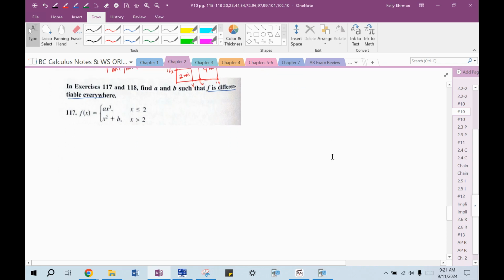Okay, now what about this one? This takes a bit of thought too. So find A and B such that f of x is differentiable everywhere. So remember what that means. The first thing is if f is differentiable everywhere, especially at 2 where this breaks, we need to make sure that f is continuous everywhere. So we have to make sure that's true.